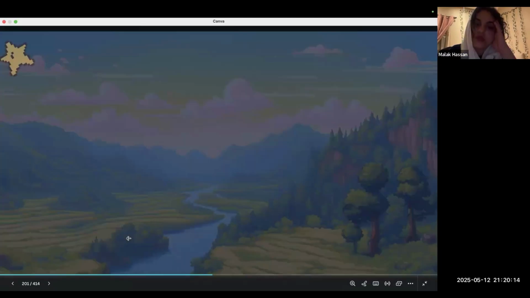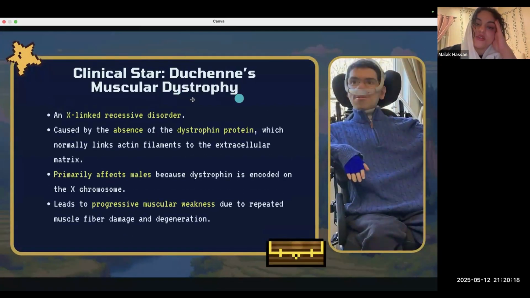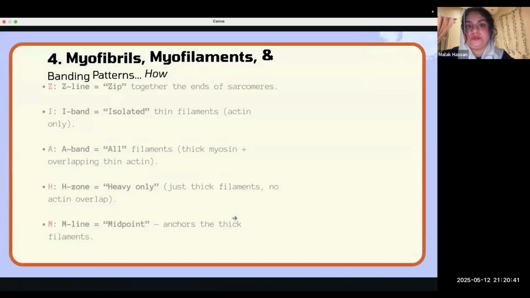What happens if we have a defect in dystrophin? We have something called Duchenne's muscular dystrophy. It's an X-linked recessive disorder, caused by the absence of the dystrophin protein, which normally links actin filaments to the extracellular matrix. Since it's X-linked, it mostly affects males, and it leads to progressive muscular weakness due to repeated muscle fiber damage and degeneration.